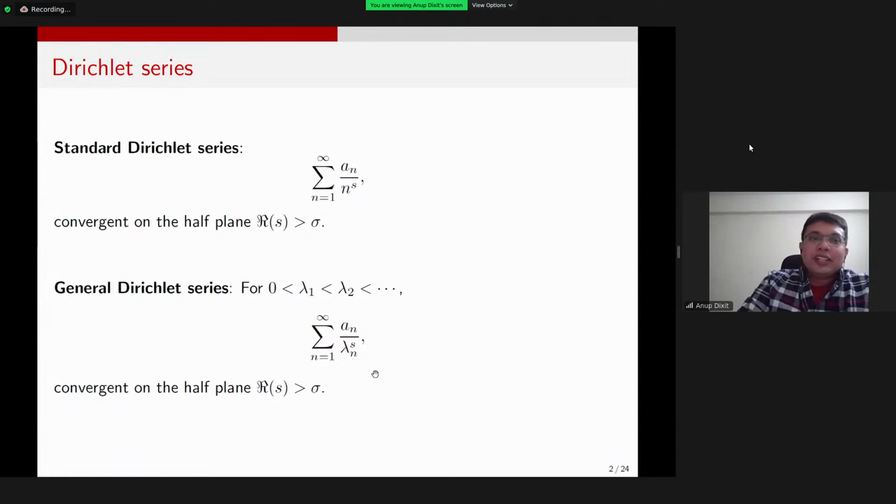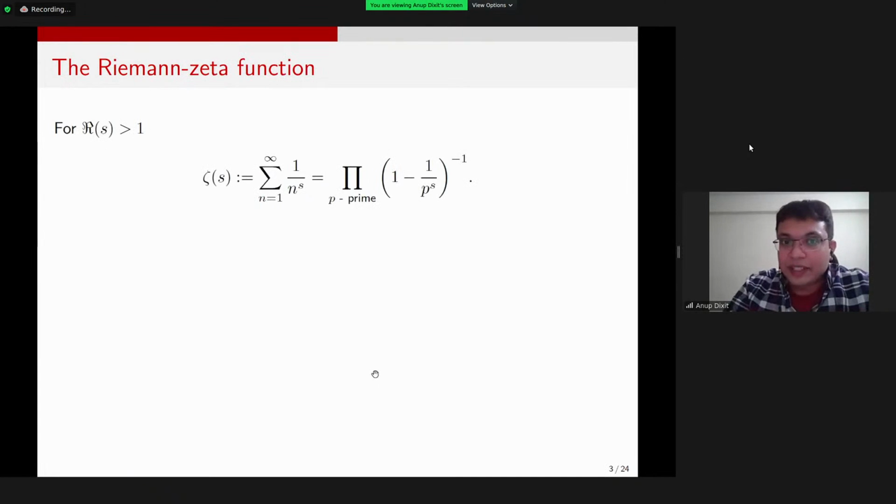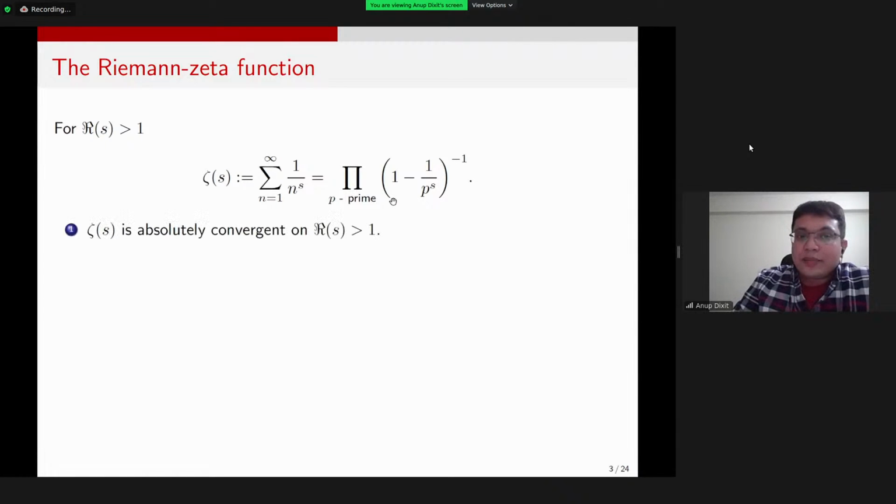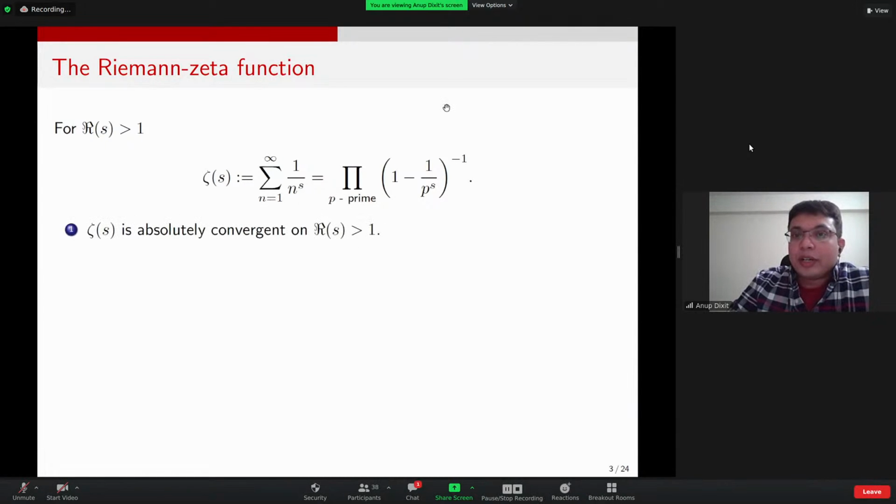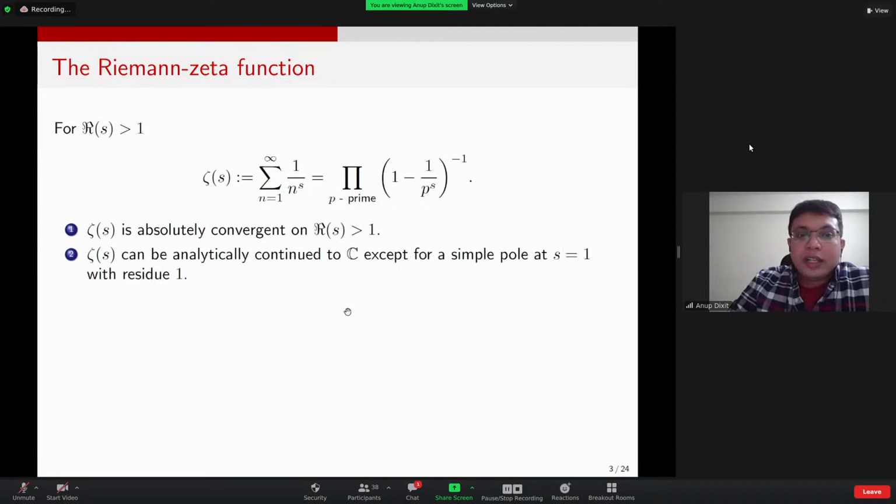When we talk about Dirichlet series, the most standard example which takes the spotlight is the Riemann zeta function. The zeta function is defined as the summation n going from 1 to infinity of 1 over n to the s, in the region real part of s greater than 1. In this very region, it also has this Euler product over all primes, 1 minus 1 over p to the s, inverse. This is due to the unique factorization of natural numbers into primes. This series is absolutely convergent on real part of s greater than 1, and it has an analytic continuation.